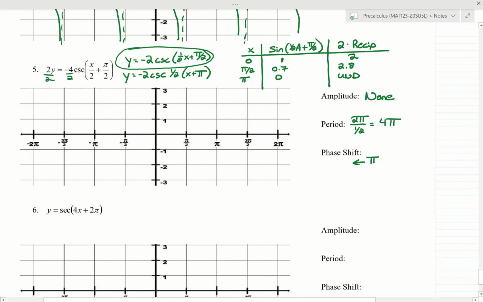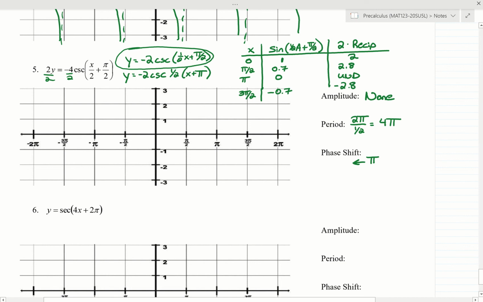Now let's try 3 pi divided by 2. We'll store that for a. And I'm getting negative 0.7. So I'm going to type in 2 times 1 over that answer, and I'm getting negative 2.8.